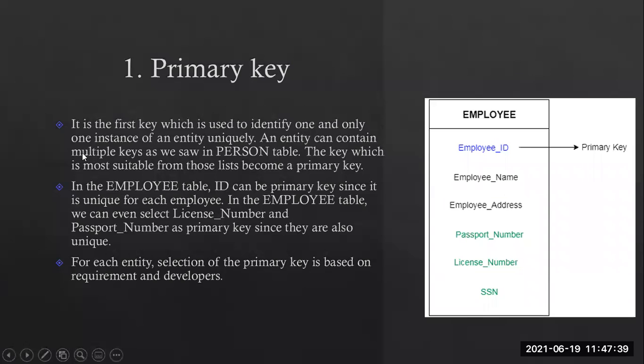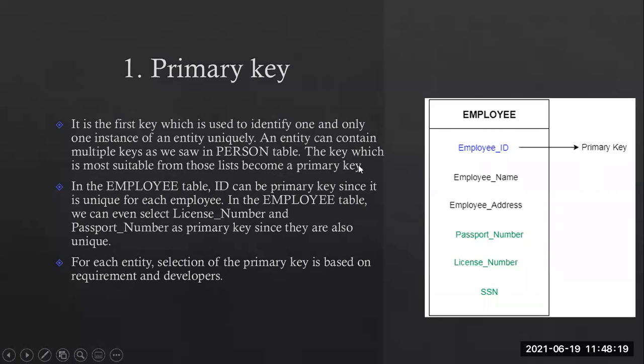An entity can contain multiple keys, as we saw in the person table: name, passport number, license number, age, address, phone number. Different keys are there, but all these keys cannot be unique. There will be n number of Shrutis, n number of Pranays. How are we supposed to identify who is Pranay Mahendrakar? I should have a unique value. So the key which is most suitable from the list becomes the primary key.